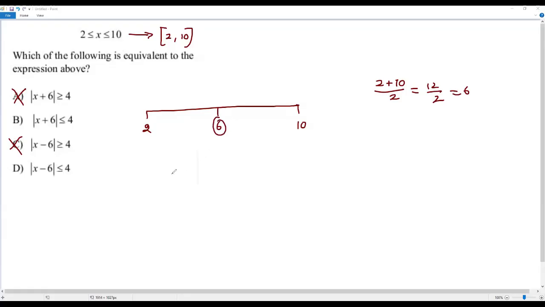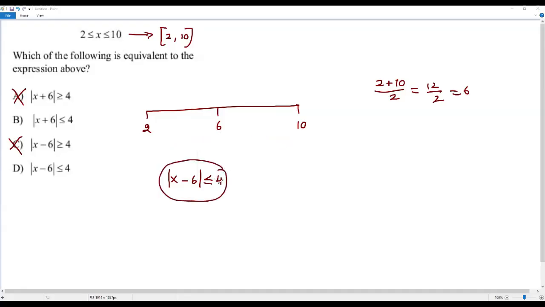Now the middle value 6 has to be subtracted from x, and it has to be taken inside the absolute value. Since we have a conjunction as a solution, the absolute value inequality must contain a less than or equal to sign. Now what value should I take over here? For that, we find the distance between the left side boundary value and the mid value, or the distance between the mid value and the right side boundary value. Both of them will be the same. So clearly the distance is 4 units. The distance between 2 and 6 is 4, and the distance between 6 and 10 is also 4. That should be taken over here.